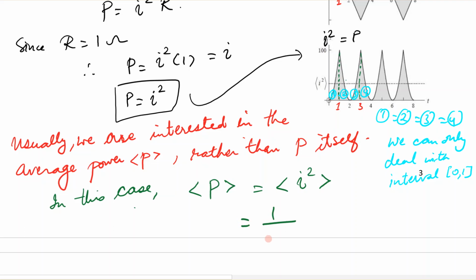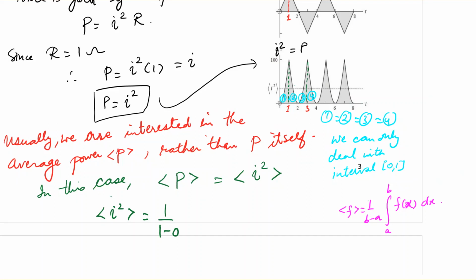1 over 1 minus 0. Recall the formula was 1 over b minus a, integral of f(x) from a to b. In this case we do 1 over 1 minus 0, integral from 0 to 1 of our function. If we look at this parabolic function, the equation of this function is 100t squared from 0 to 1. We get 100t squared dt.